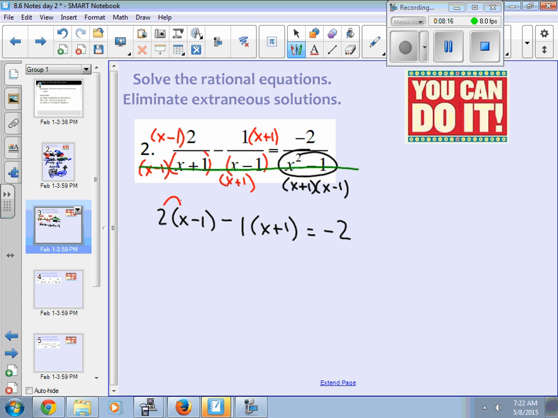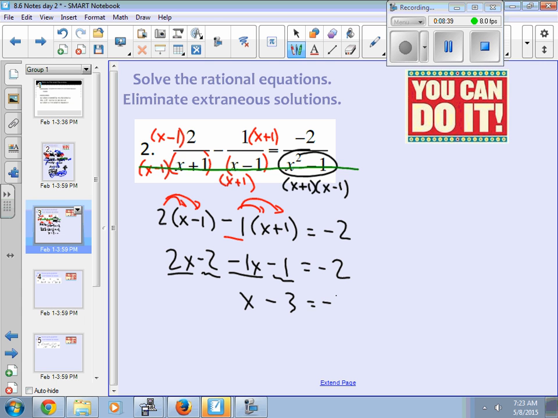This first one we're going to have to distribute 2. Be careful on the second one. This is an easy mistake to make. We're distributing a negative 1 because there's a minus sign in front of it. So we're going to get 2x minus 2 minus 1x minus 1 equals negative 2. Combine these like terms and these like terms. Add 3 to both sides. And it looks like we get an answer of 1.